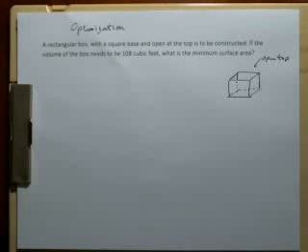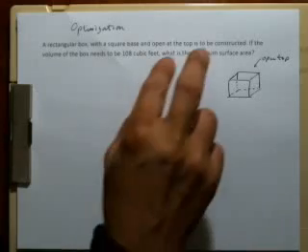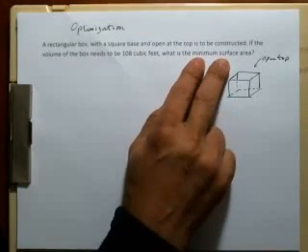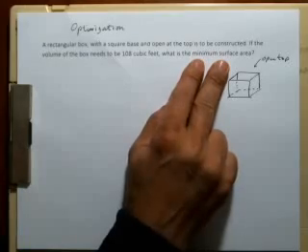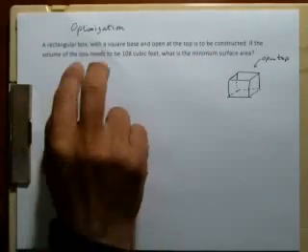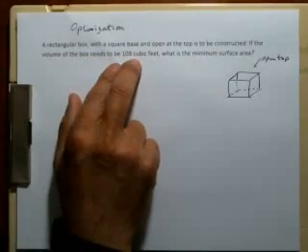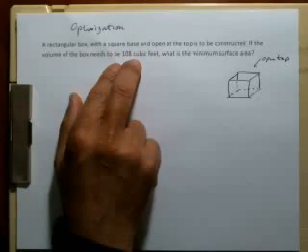So what are you trying to do here? You're trying to optimize the minimum surface area. So this is the information that you're trying to take the derivative of, and you're constrained by the volume, which has to be 108 cubic feet.